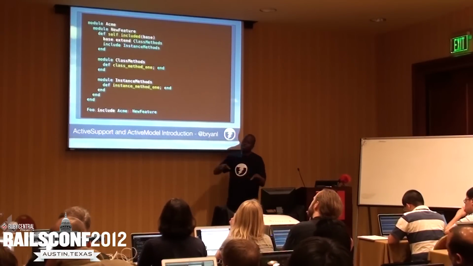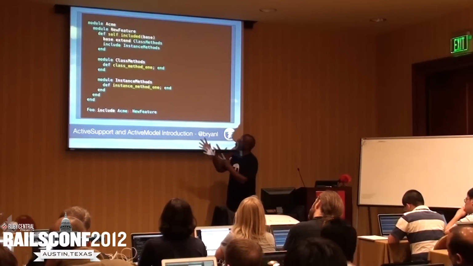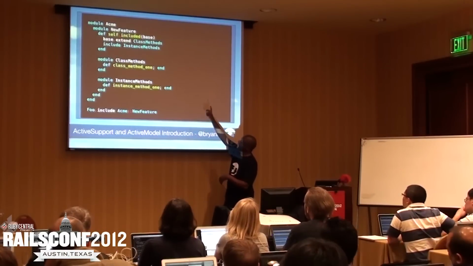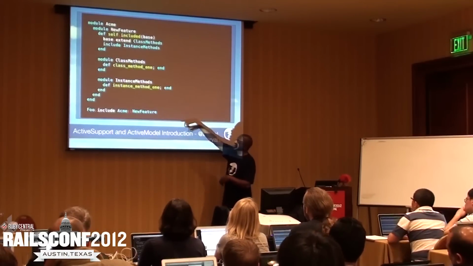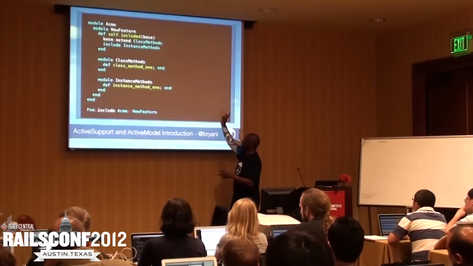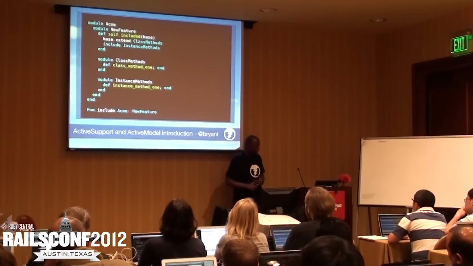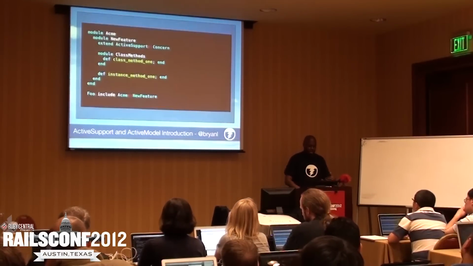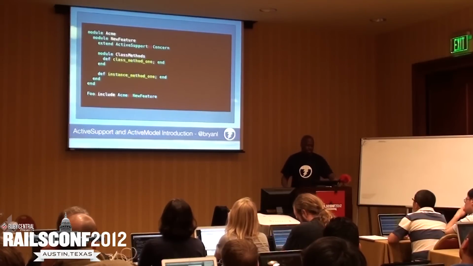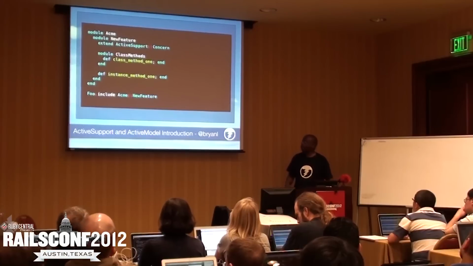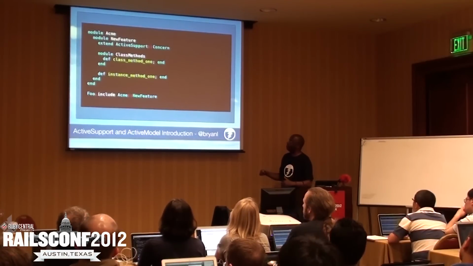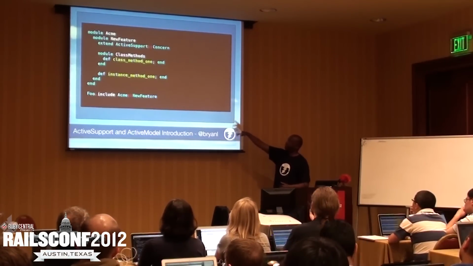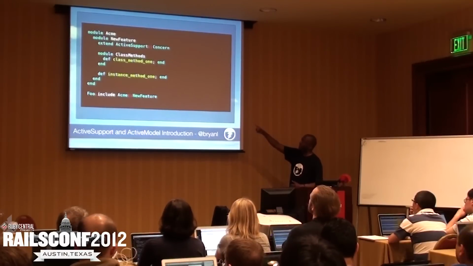To make all that work, you basically had to go through and open up your class, and then you had to do the self.included and tell it to extend the class methods and include the instance methods. And this actually ended up being a lot of typing. So what ActiveSupport does, because it makes Ruby better, now look what you can do. You can tell your new module to extend ActiveSupport::Concern, and then you can just have a module called ClassMethods and put all your instance methods at the instance method level.